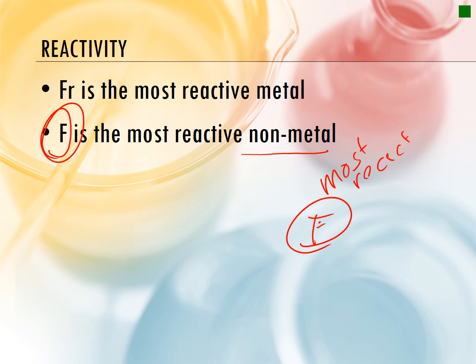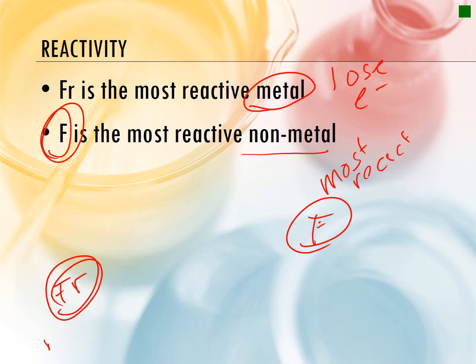Whereas on the opposite side, when you're talking about metals, what do metals want to do? Well, metals want to lose electrons. So which one is most likely to lose an electron? That would be francium. So circle francium and write down most reactive. And it's probably beneficial if you write metal for francium, and for fluorine, write most reactive nonmetal. Okay? Why, once again, are they the most reactive? Because F wants to gain electrons the most, and therefore it will react the fastest, and Fr wants to lose electrons the most, so therefore it will be the most reactive metal.